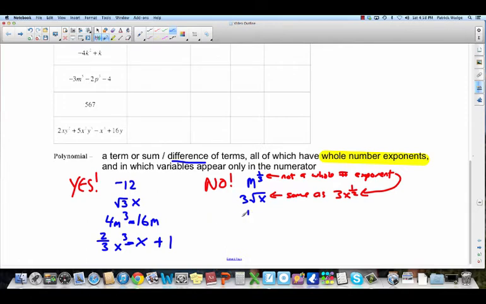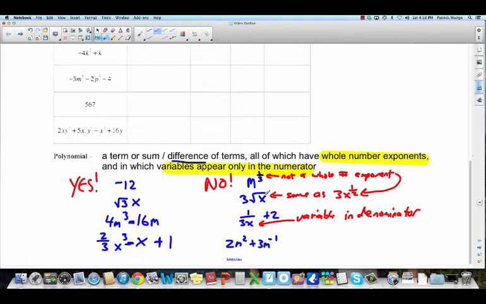If you had something like 1/3x plus 2, that is not a polynomial. How come? Because it says variables appear only in the numerator. This variable appears in the denominator. So variable in denominator. And very much related to that is the 4th thing you should look for. That's if you have something like this: 2m squared, which is fine, but then plus 3m to the negative 1.